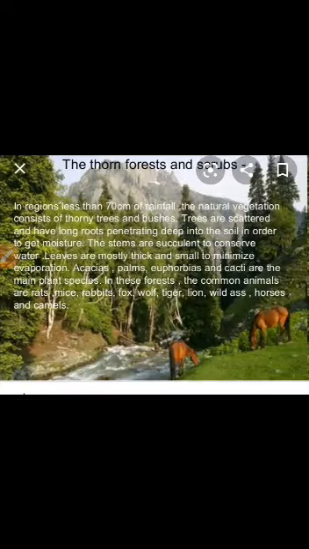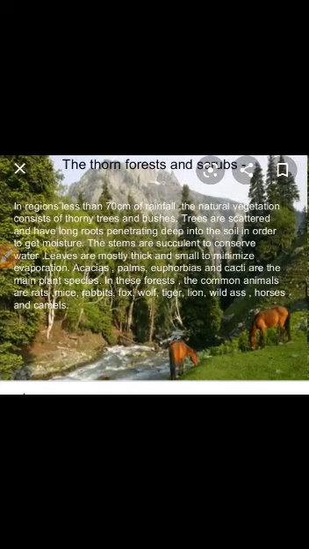In regions with less than 70 cm of rainfall, the natural vegetation consists of thorny trees and bushes. Trees are scattered and have long roots penetrating deep into the soil in order to get moisture. The stems are succulent to conserve water. Leaves are mostly thick and small to minimize evaporation. Acacias, palms, euphorbias, and cacti are the main plant species.